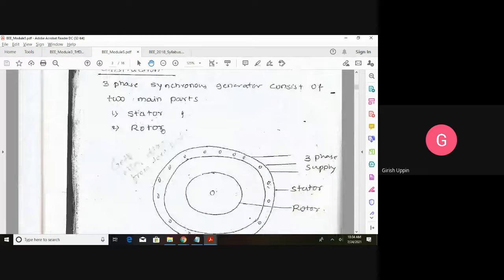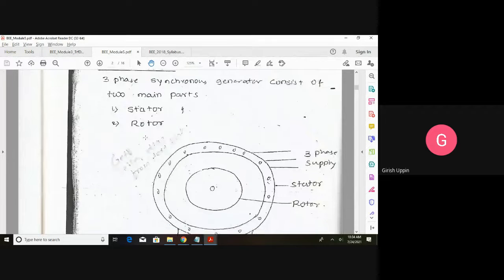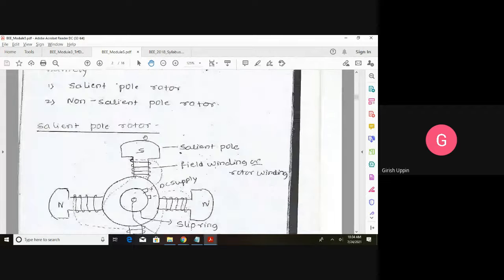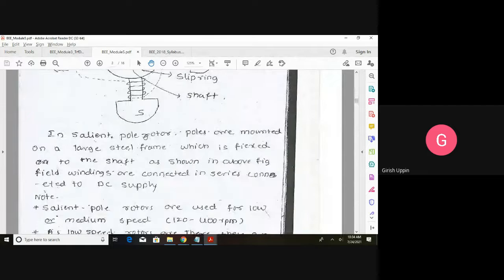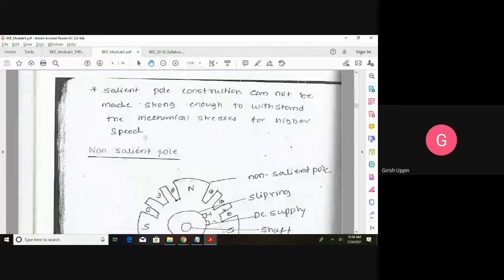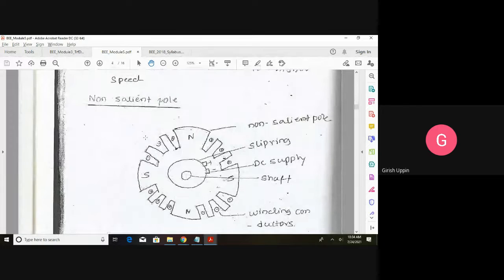So please remember, you have to explain the stator, draw the diagram, explain the stator, and in the rotor you have to explain only the salient type. And the same way, they might ask a non-salient type. That time you have to explain the stator, and then you explain the non-salient pole type.